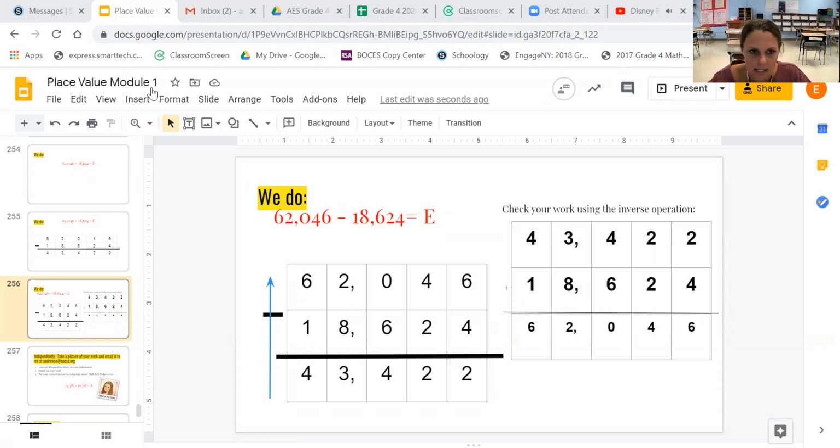Awesome job subtracting today, guys. I'm super proud of you. I was walking around yesterday and I noticed a lot of people have beautiful handwriting. And I think that's one of the reasons you're so successful. If you're taking your time, lining up your place value and showing your work, that's going to help.